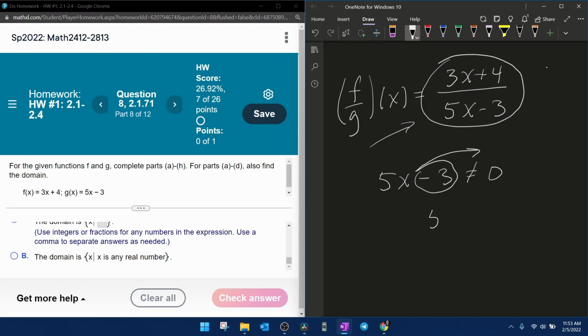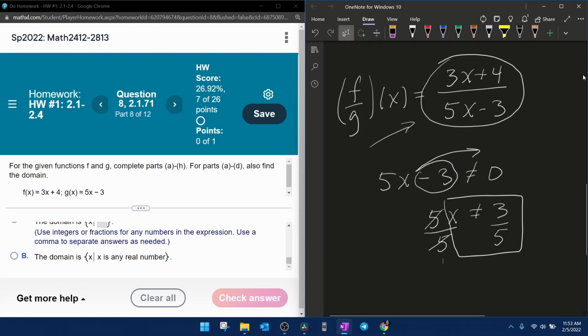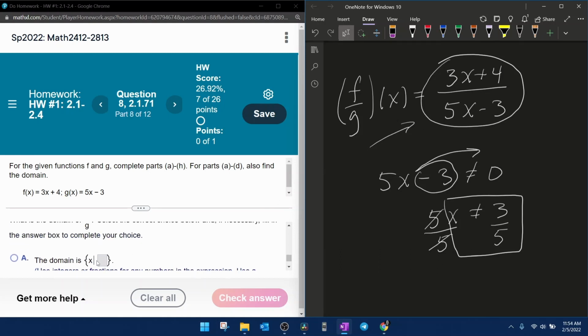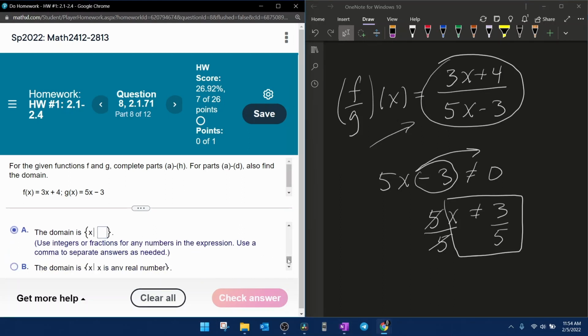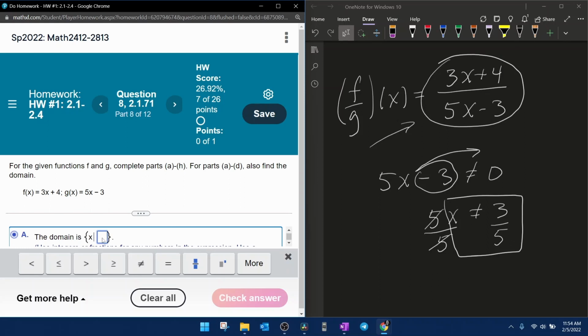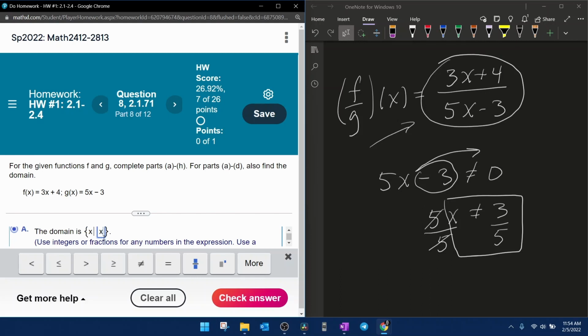Moving the 3 over, we're going to get 5x cannot be 3. Divide both sides by 5. Here we can see that x cannot be 3/5 because that would make the denominator 0, which would give us an undefined situation. So we are going to have to restrict the domain. We're going to choose option A. And here we're going to say the domain is the set of all x's such that x cannot be 3/5.